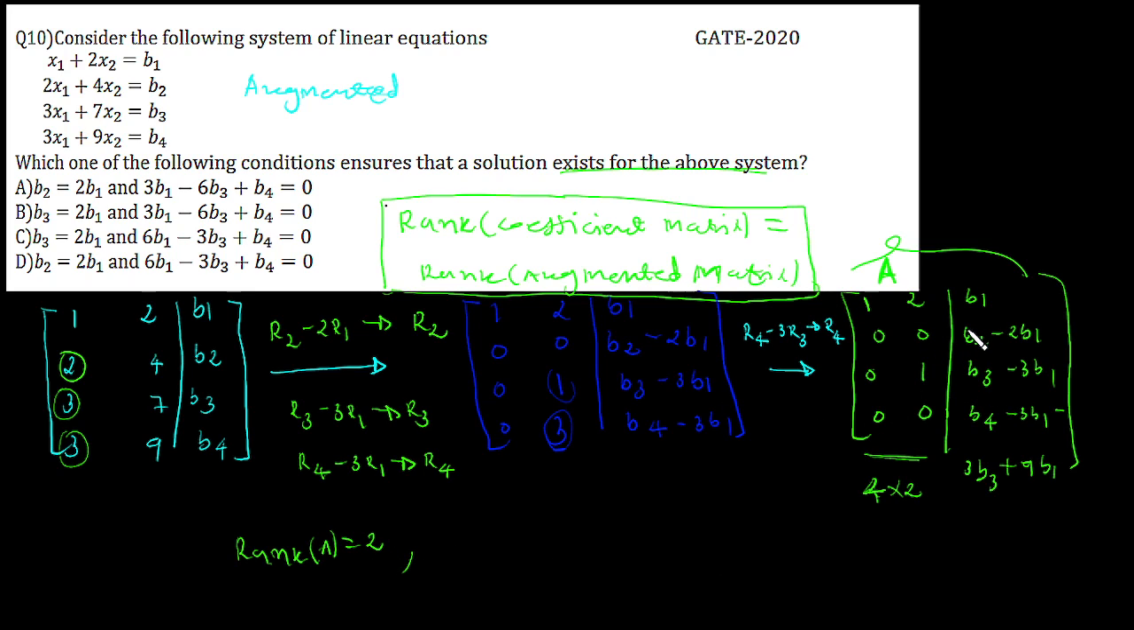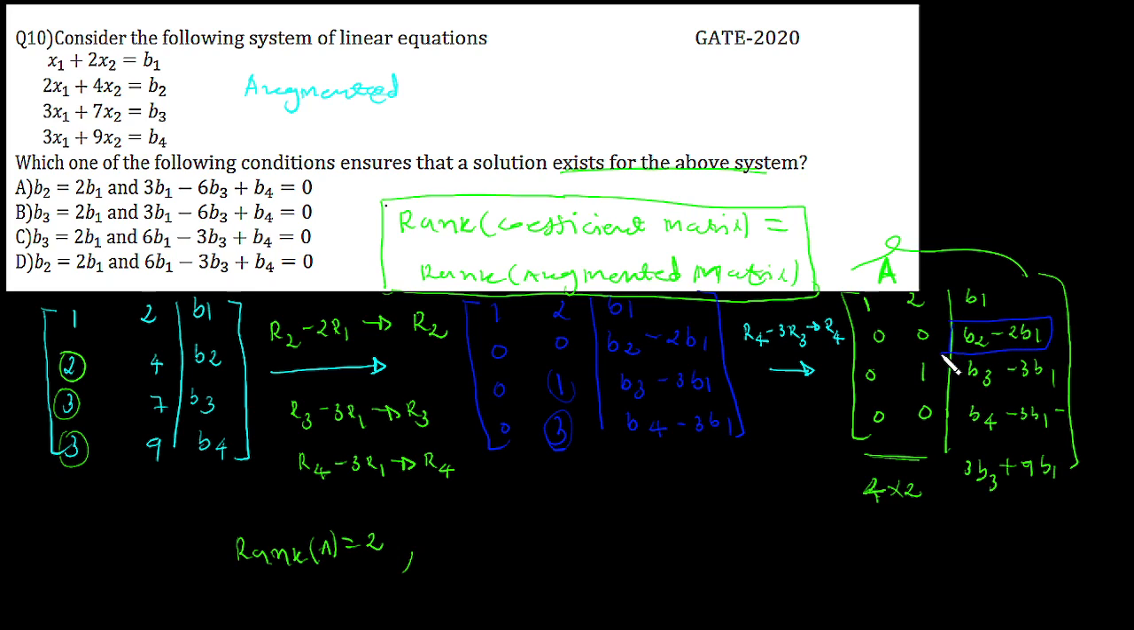Now you can see here in the last column we have 4 entries. If all 4 entries are non-zero, then the rank of the augmented matrix will be 4, and if this happens, then the system is inconsistent. So to make this system consistent, this column must have at least 2 values that are 0, corresponding to this one, to make the rank of the augmented matrix also 2.